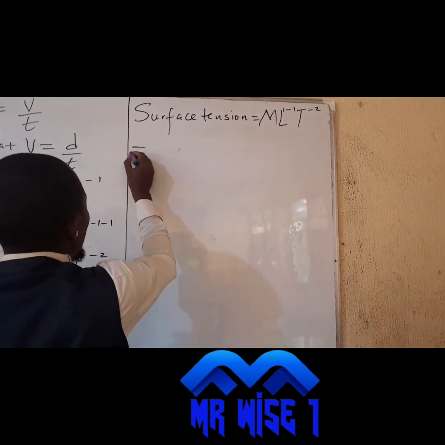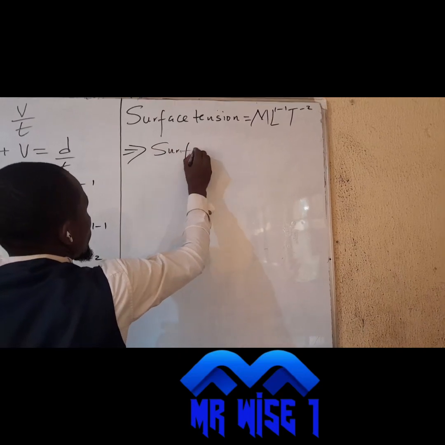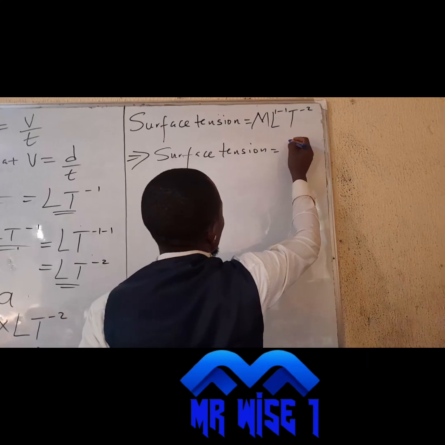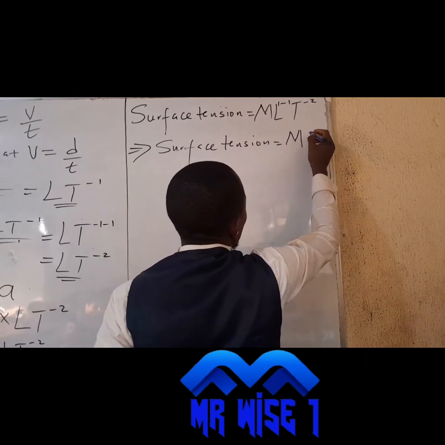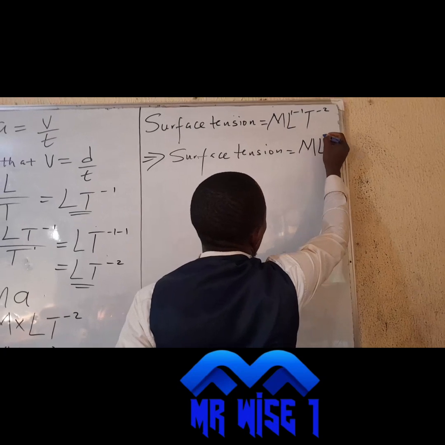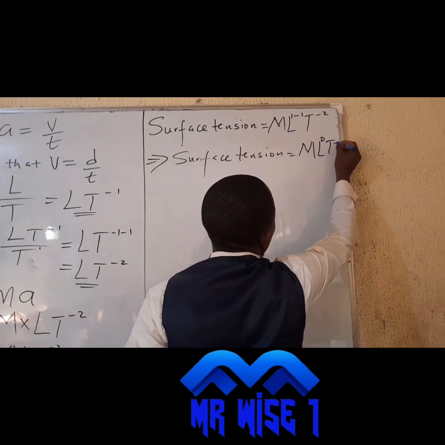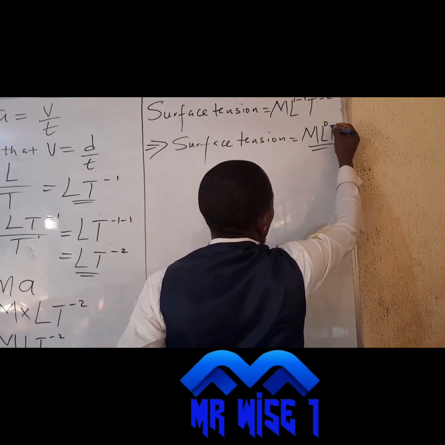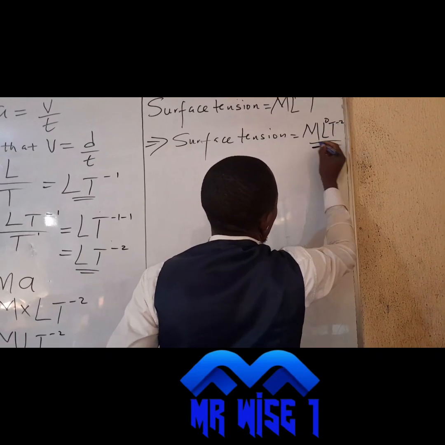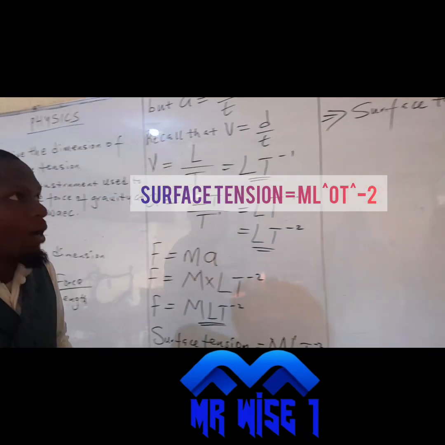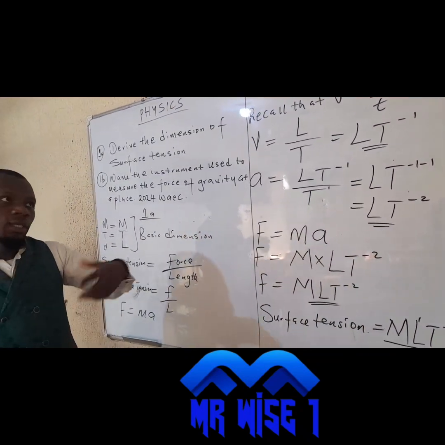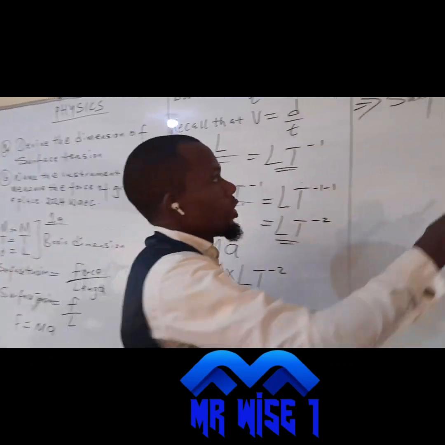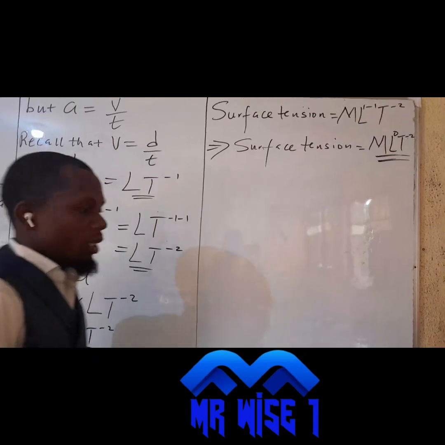Which implies that my surface tension is equal to M L to the power 0 T minus 2. Let me write it very well. This is my answer to this particular question, because 1 minus 1 is 0, so it's L to the power of 0. So this is my dimension for surface tension.